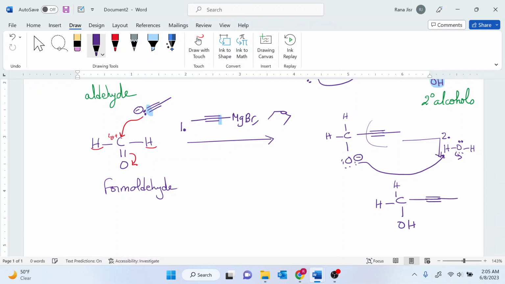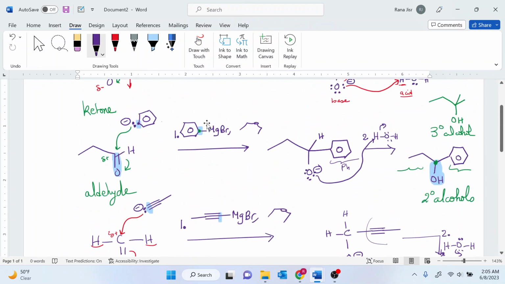So based on the type of the alcohol that you are getting, you can easily know what type of carbonyl you started with. So primary alcohol means that I'm always going to start with formaldehyde. This means that the R over here needs to be the R of the Grignard. Secondary alcohol, it's either one of the R's is going to be the one for the Grignard, and the other R is going to be for the aldehyde and not the ketone.